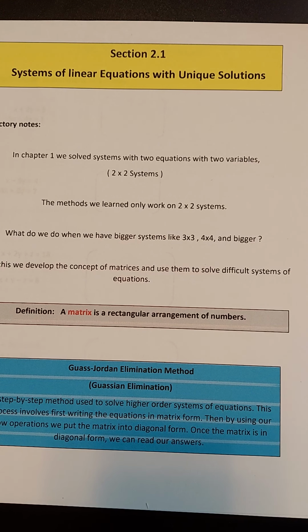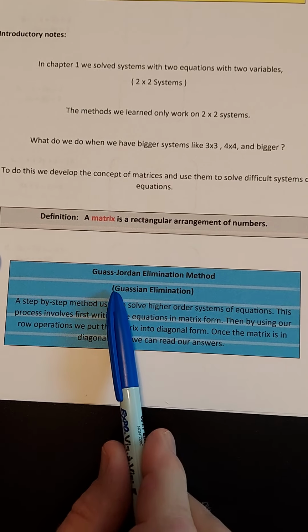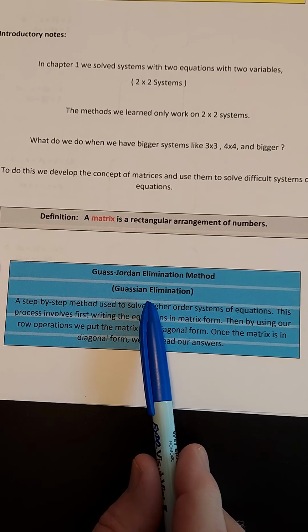So first of all, what is a matrix? A matrix is simply a rectangular array of numbers. I'm going to address that shortly with several examples, so that will be easy for you to find. And then here's the big thing, the Gauss-Jordan elimination method. Everything we do in this section gets us that.